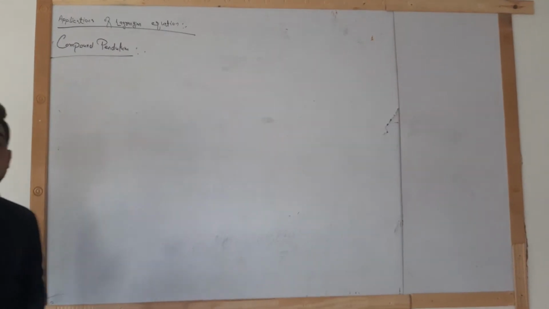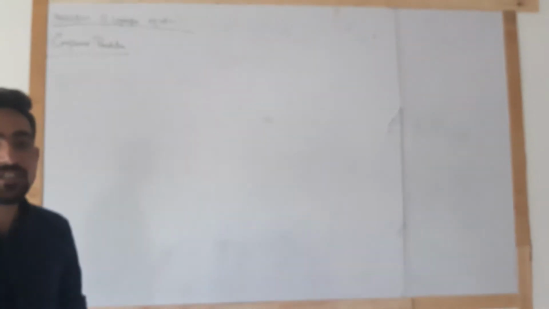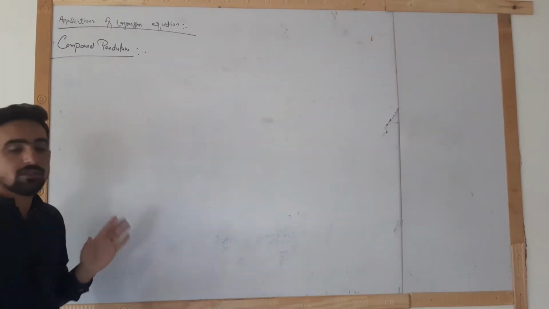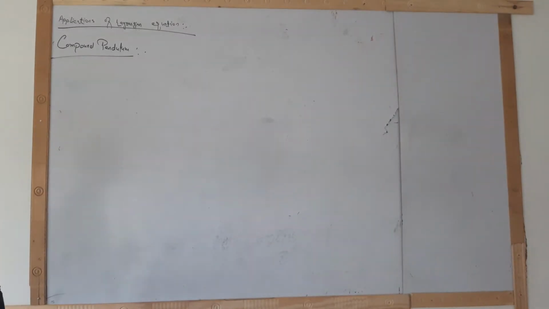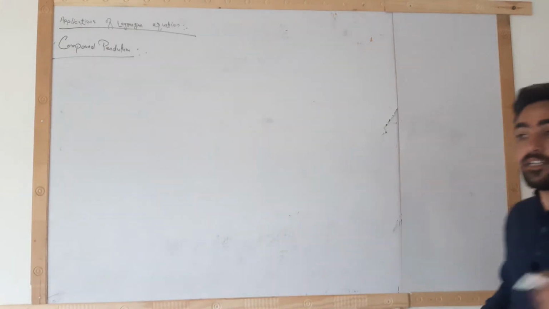Yesterday we discussed one of the applications of the Lagrangian equation, and that was the simple pendulum. Today we are going to discuss the compound pendulum, but here in the compound pendulum we use the concept of the radius of gyration. So before going towards the compound pendulum, let me tell you briefly what the radius of gyration of a system, or a compound pendulum, or any system is.